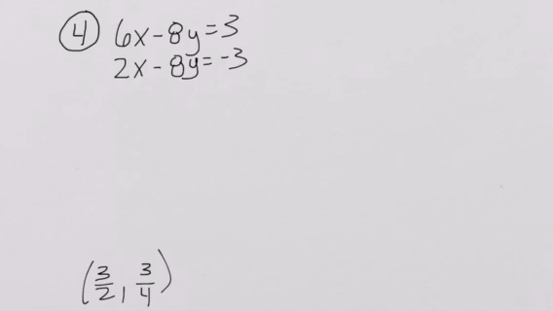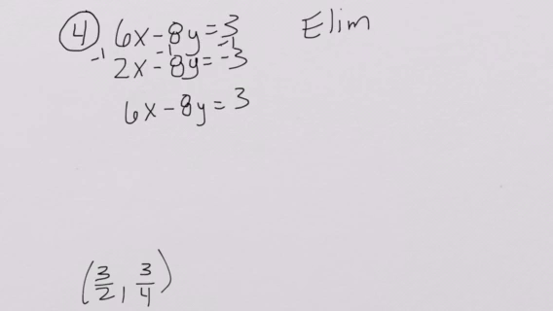The last one, again, we're going to do elimination for. So we're looking for zero pairs. It looks like the y's are very close to being a zero pair, so we're going to multiply this by negative 1, this by negative 1, and this by negative 1. So we're going to have 6x minus 8y is equal to 3, and negative 2x plus 8y is equal to 3. So the y's cancel out, which leaves me with 4x is equal to 6.